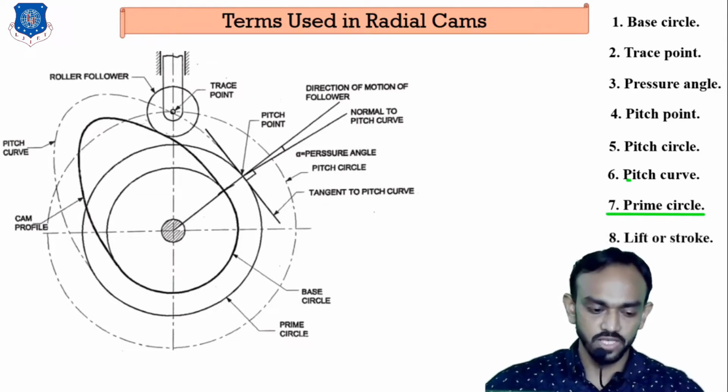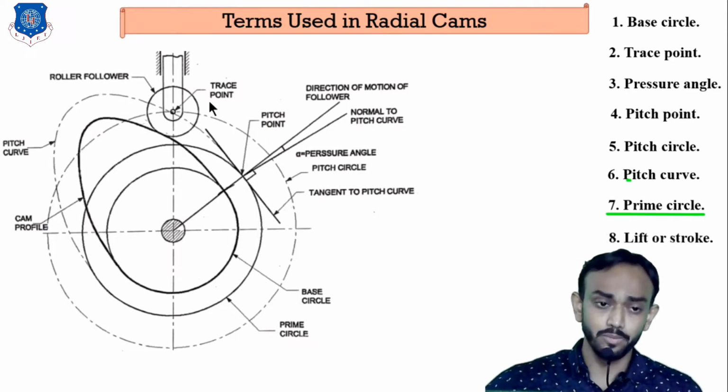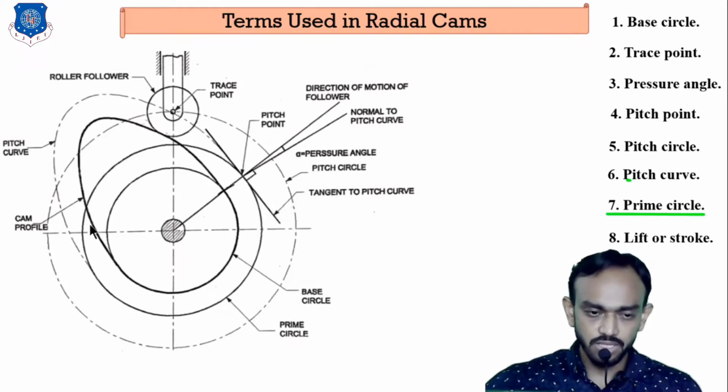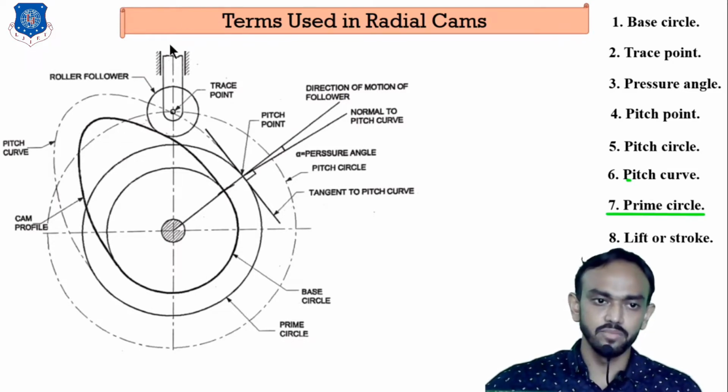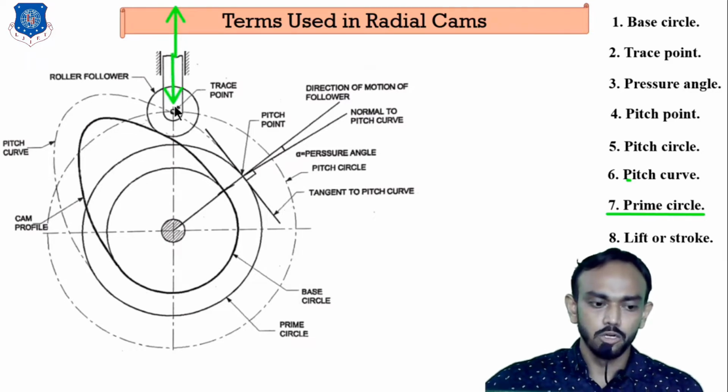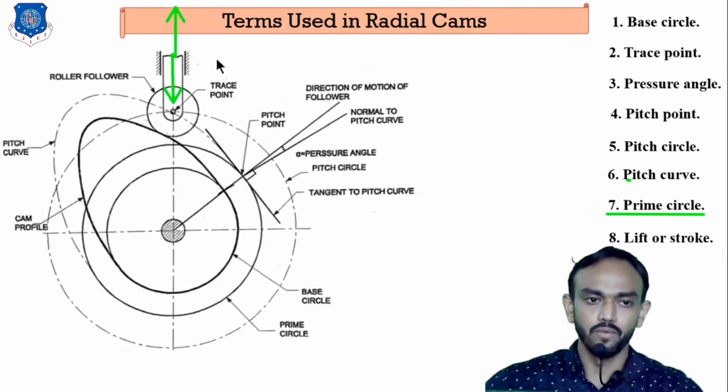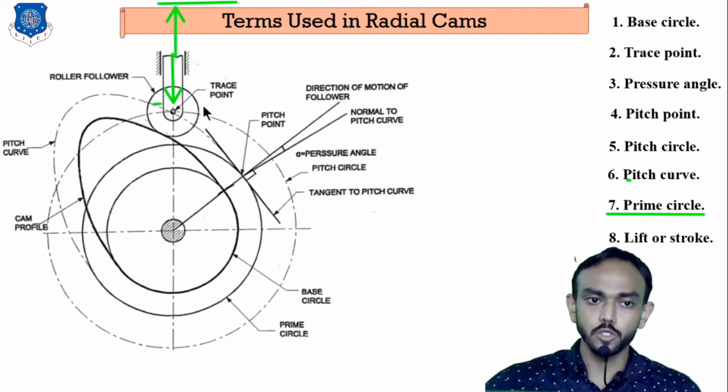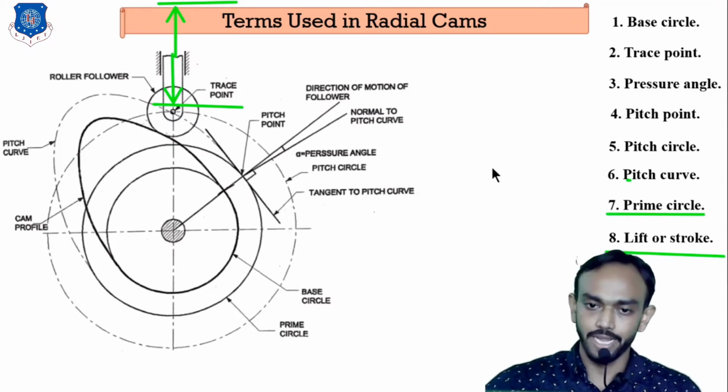Lift or stroke, which is very important, I can say most important. As the cam rotates, the follower moves in the upward and downward direction. The total distance covered, which is also known as the stroke or lift of the follower, is the total distance possible for the follower in reciprocation with respect to the rotation of the cam.